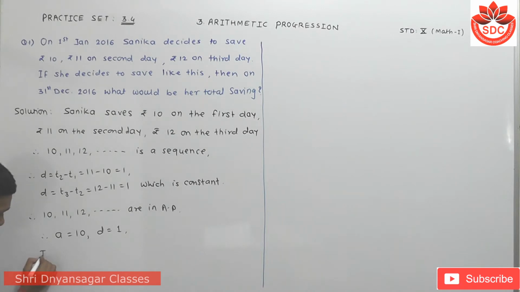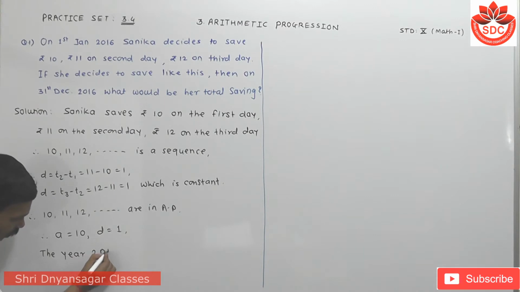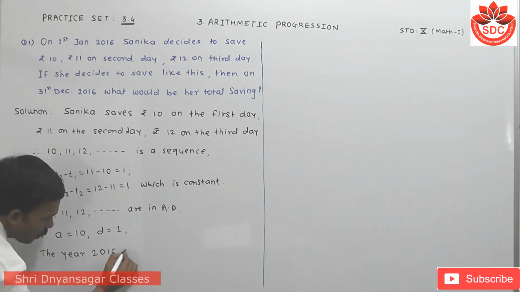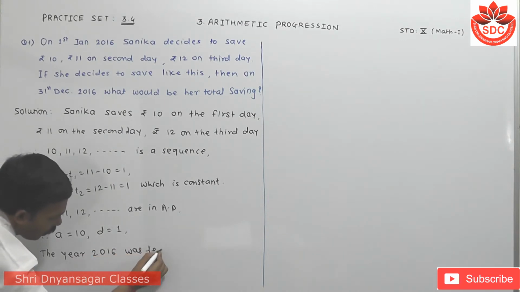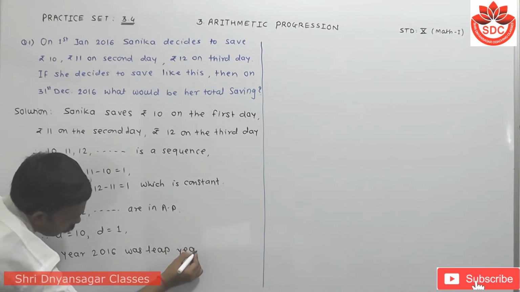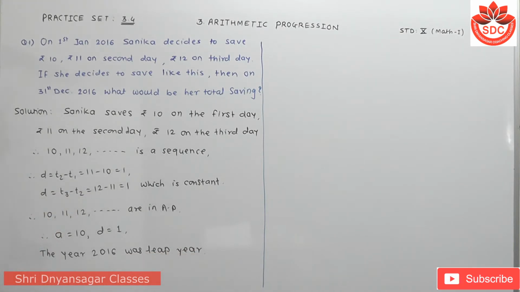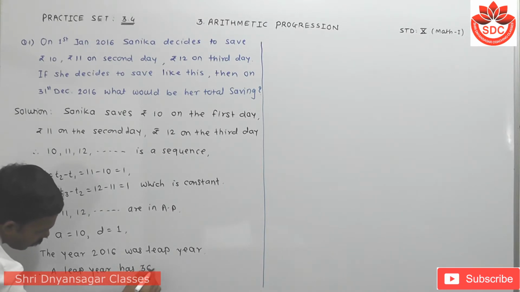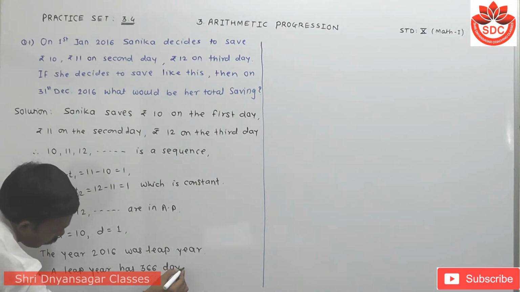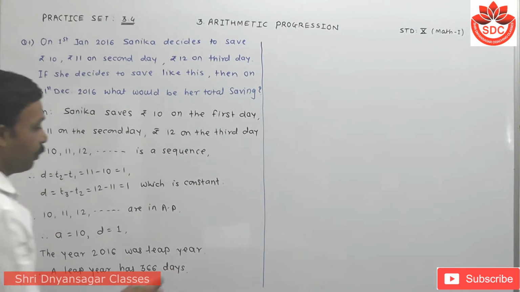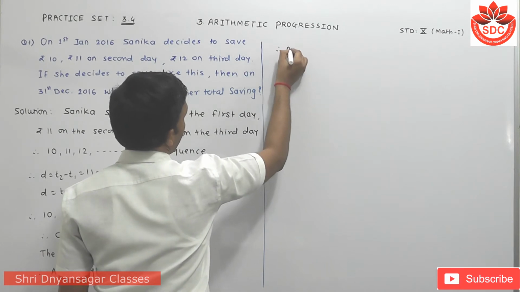Therefore the year 2016 was a leap year. All of you know that in a leap year there are 366 days. Therefore, a leap year has 366 days. Therefore, the value of n is 366.